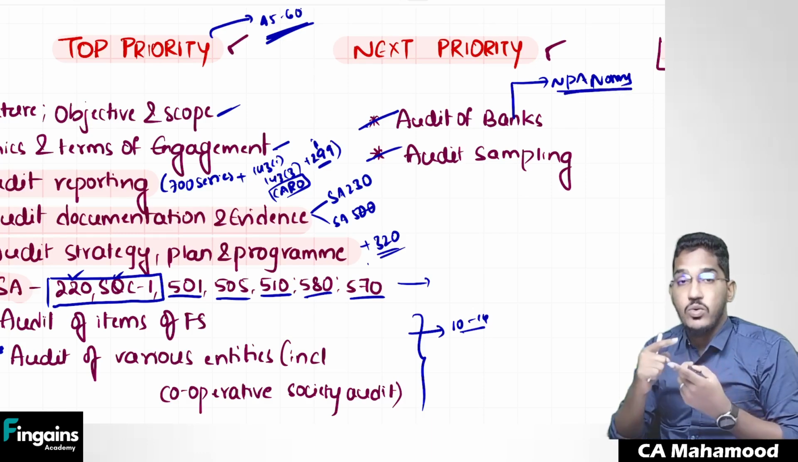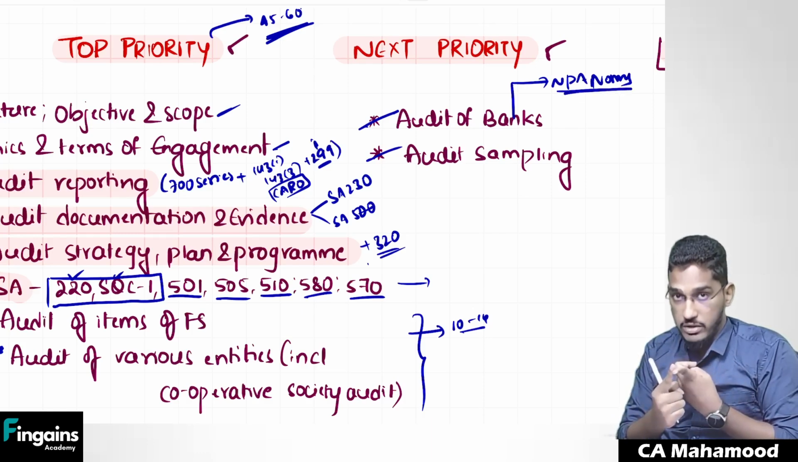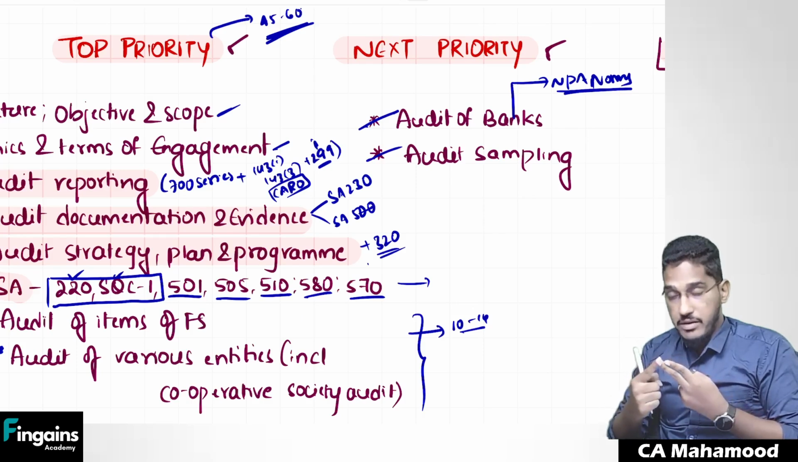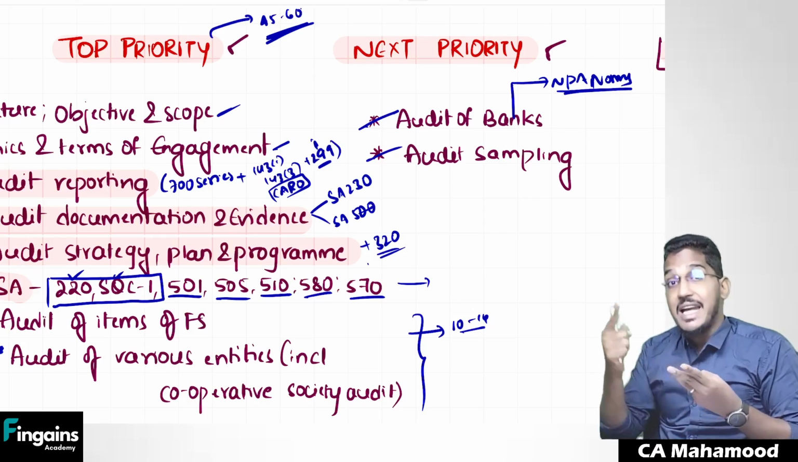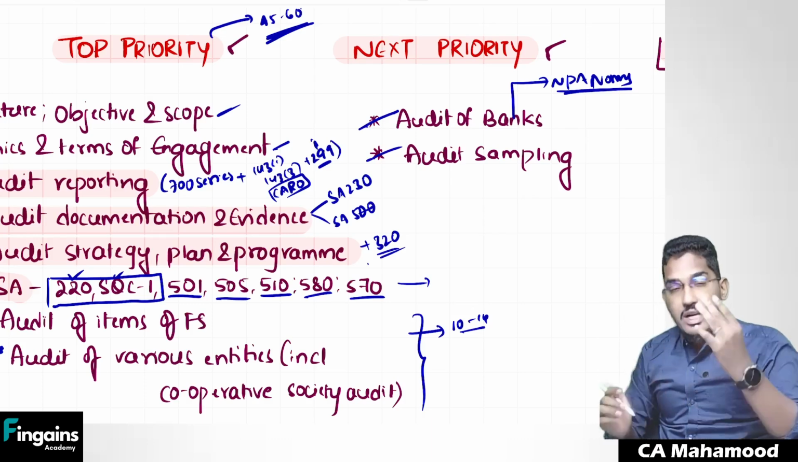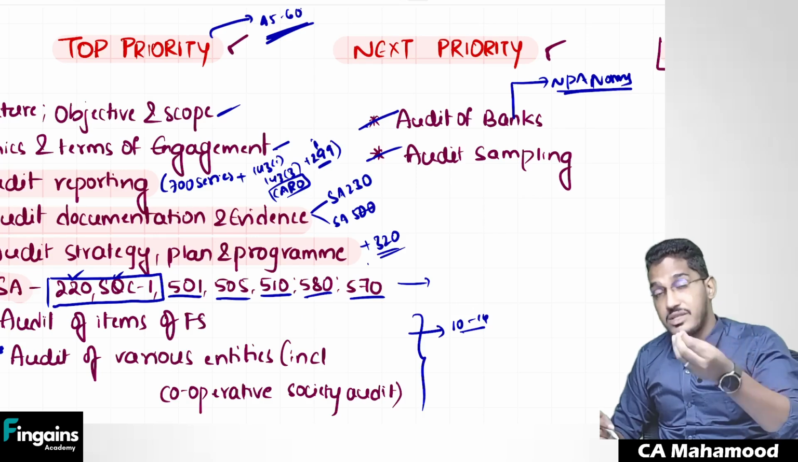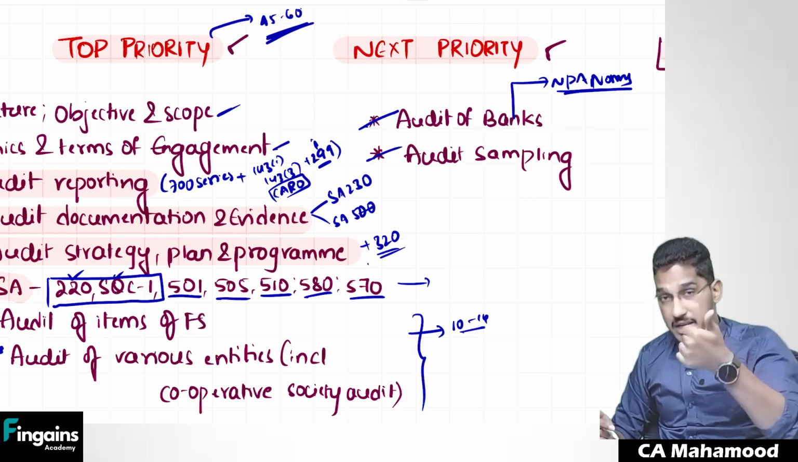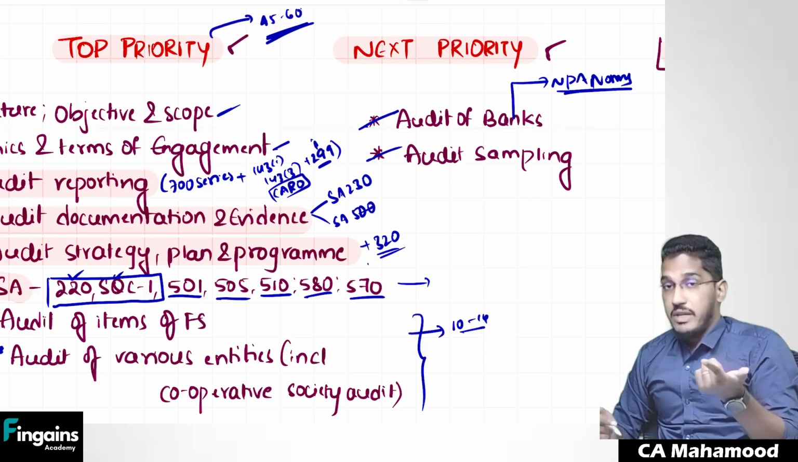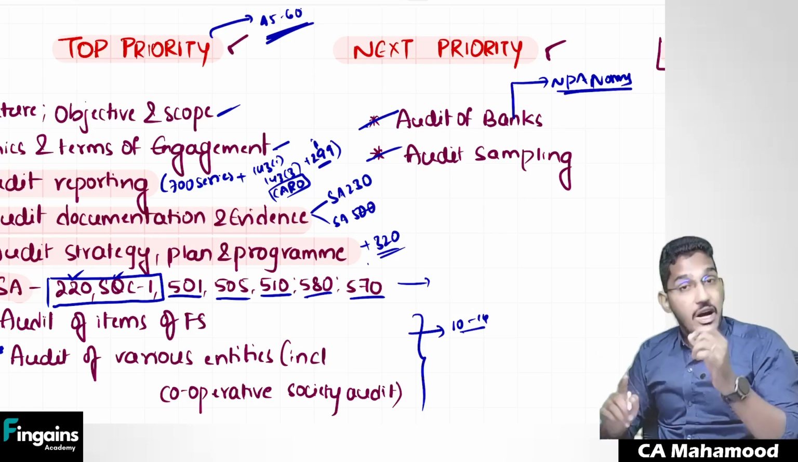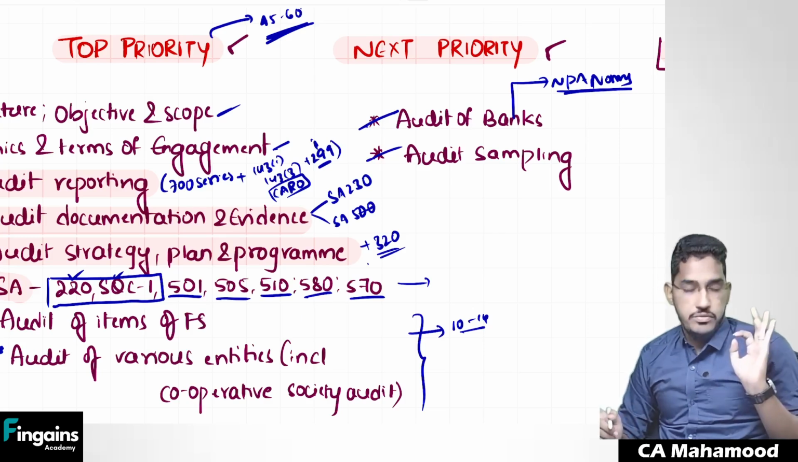NPA norms. When an overdraft facility will be treated as out of order, when loans and advances will be classified as NPAs, calculation of the drawing power. So they are concentrating less on audit procedures. These days they are asking questions regarding calculation of the drawing power, regarding when a loan and advance will be classified as NPA. On NPA norms they are asking a lot of questions.